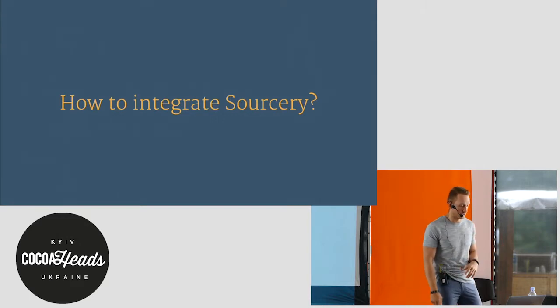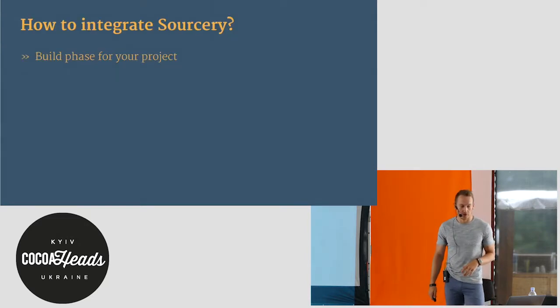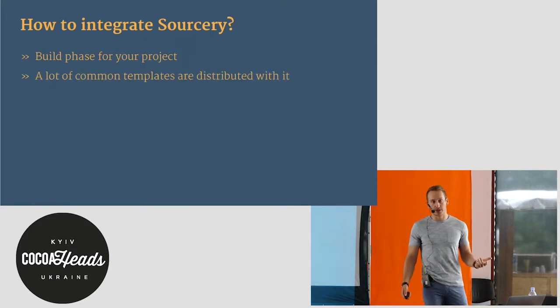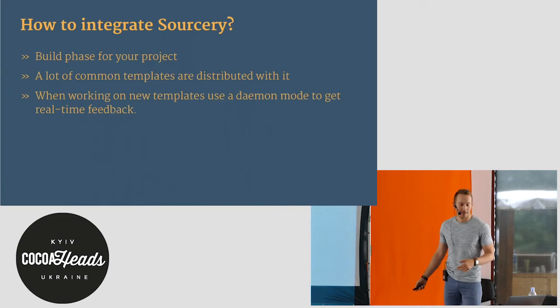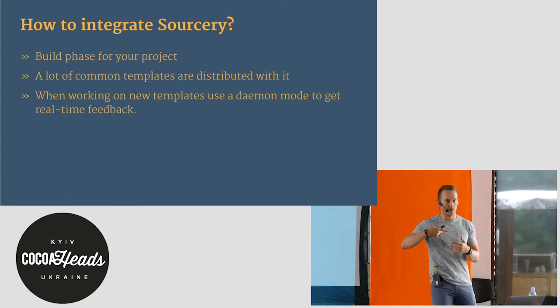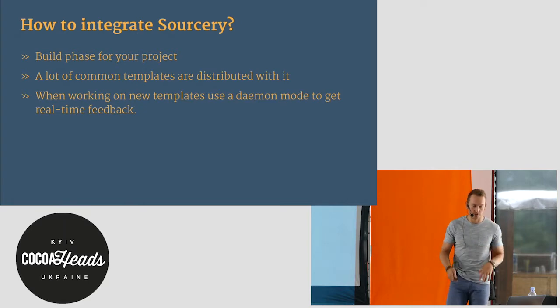And how do you integrate Sourcery? It's pretty simple. You add a build phase for your project, and a lot of common templates are distributed with it. And when working on new templates, you want to use the daemon because it will give you real-time feedback, which is much more convenient.